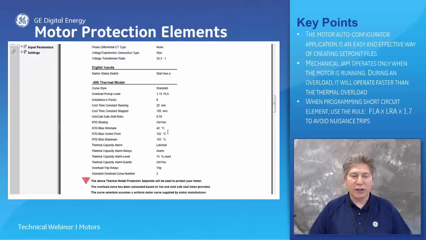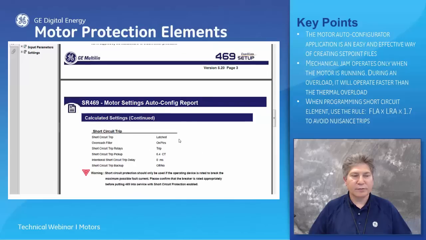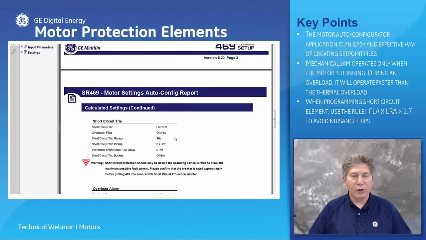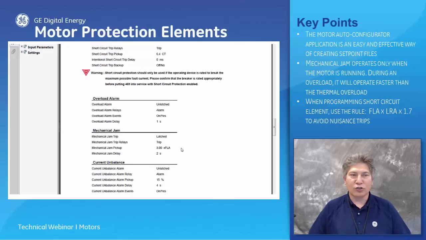It set up our RTD biasing based on our insulation class and our temperature rise. So here's our three different points. And it sets up our alarms and trip levels for our thermal capacity. Short circuit. Once again, this was based on our full load amps times locked rotor amps times 1.7. So in our example here, we're looking at 413 times 5.5 times 1.7, and then dividing it by 600 gives us this value here, 6.4 times CT. We have all our different values here as well for the overload alarm, mechanical jam, setting it up for 3 times FLA with a 2-second delay.